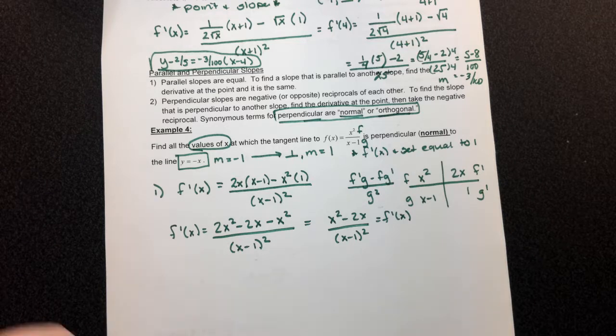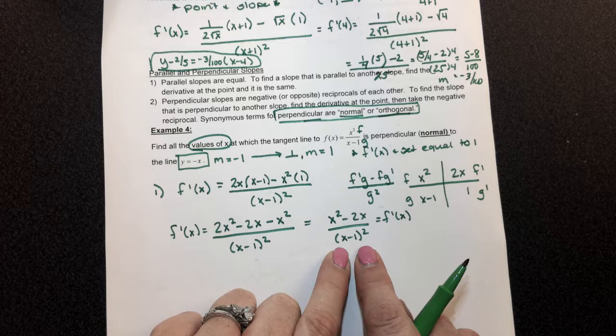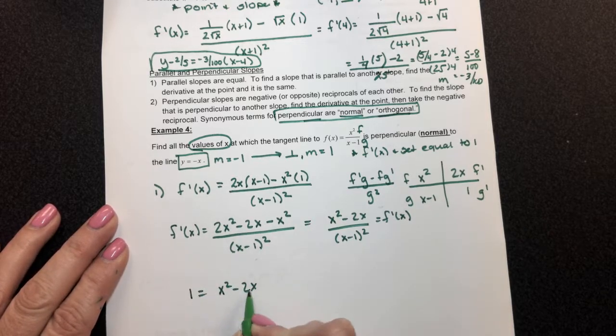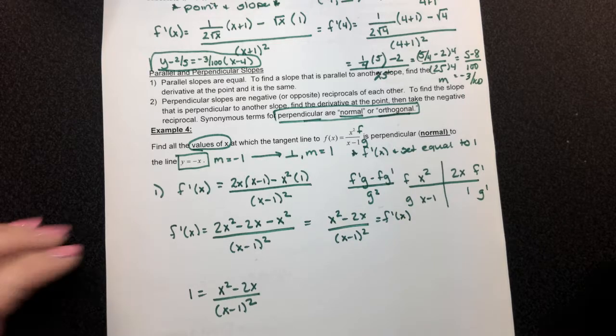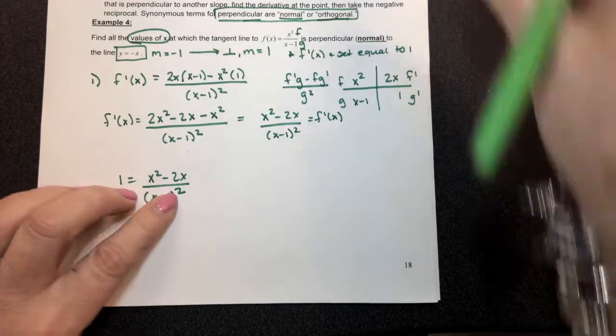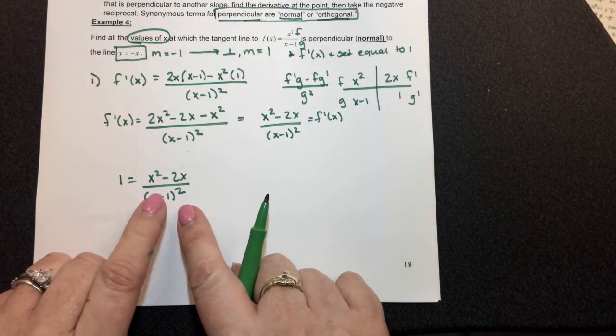So any questions on where I found my f prime of x? Now what am I going to set this equal to? I'm going to set this equal to 1. Now the calculus part's over. Now I'm back in algebra land. How am I going to solve that? Any thoughts? How am I going to solve this rational equation? What am I going to do to solve this?